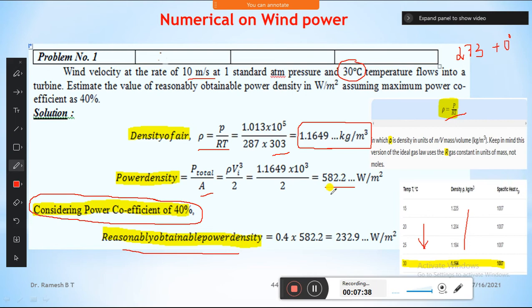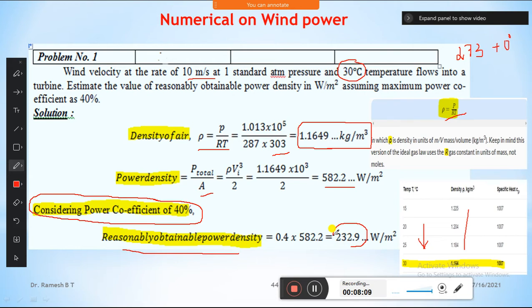That maximum power is 582, or power density, both are the same. So that into 40, and 40% means 0.4, or 40 divided by 100. So if you multiply 0.4 into 582.2, finally you will get 232.9. So 232.9 watt per meter square is the net available energy from that device with the given data.